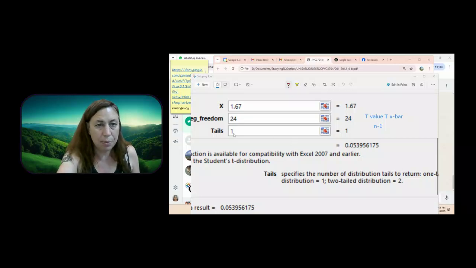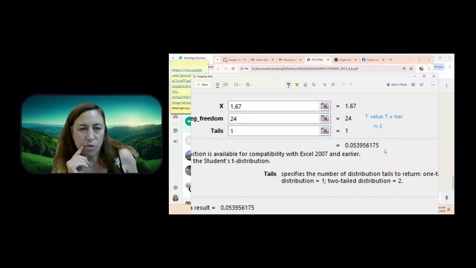Okay, now look what happens if there's two tails. Look how simple this is. You change that to 2. Okay, this is actually an image, right? Change that to 2, and it'll change automatically to 0.1 and so on. Okay, so that's how you get your p-value in a t-test with Excel.